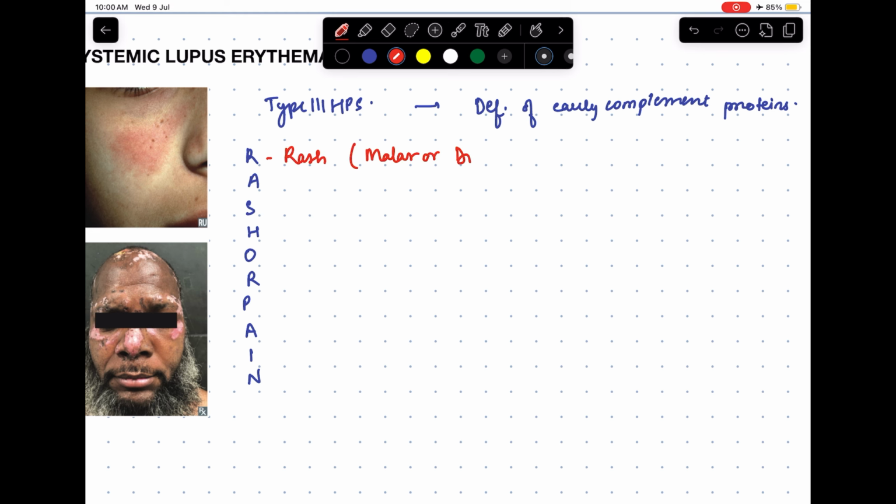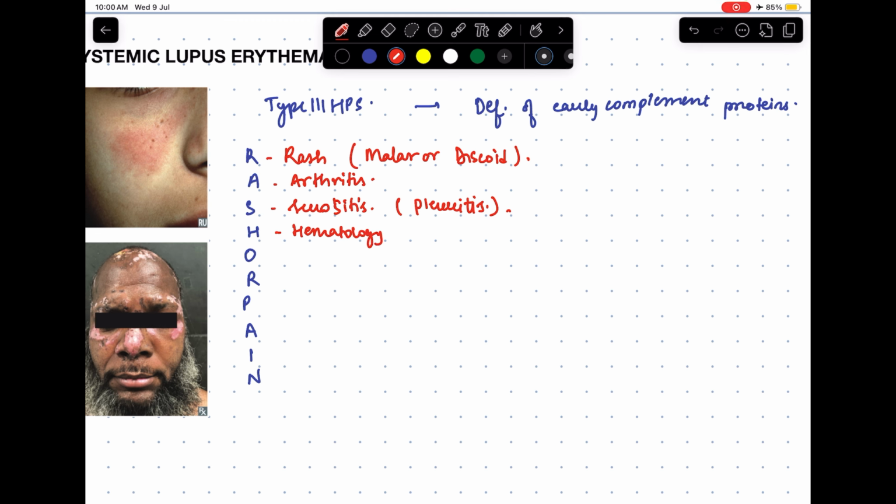So there is a mnemonic, that is RASH OR PAIN. This includes all the features that are associated with SLE. So it starts with a rash. It could be malar or it could be discoid rash. So this picture that I have included here, the first one is malar rash and the second one is discoid rash.